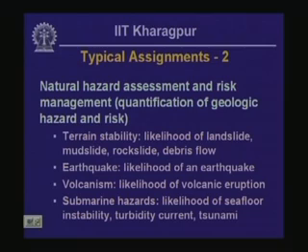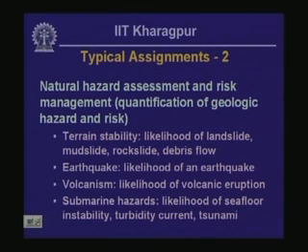The second type of assignment that we are going to deal with as engineering geologists is natural hazard assessment and risk management, of course. What do we do in that? We actually try to quantify the hazard involved in a particular area because of geologic processes.